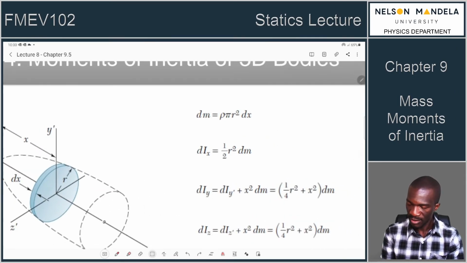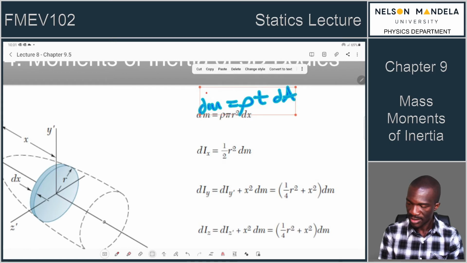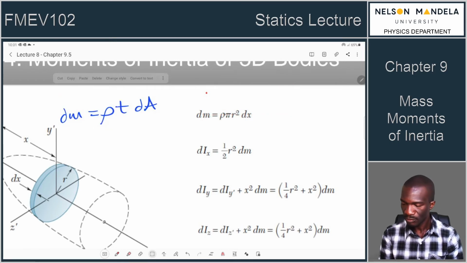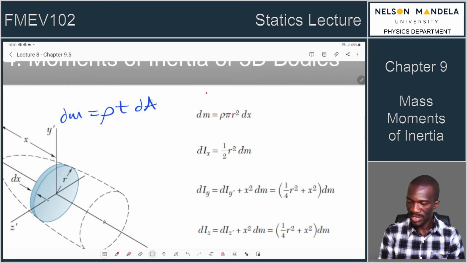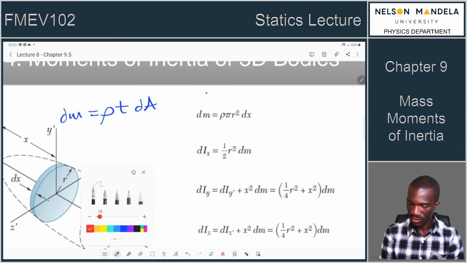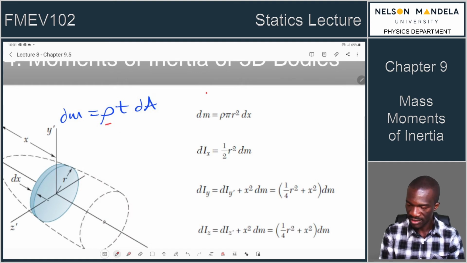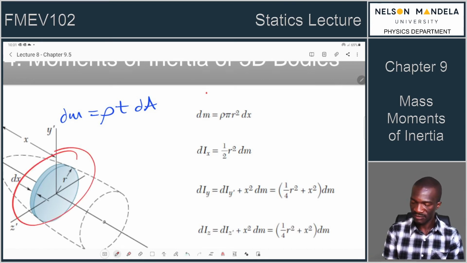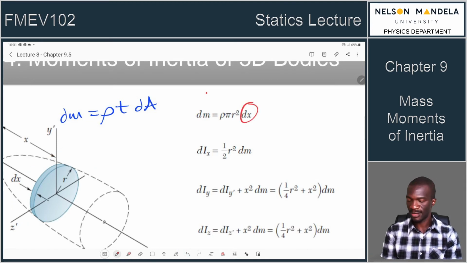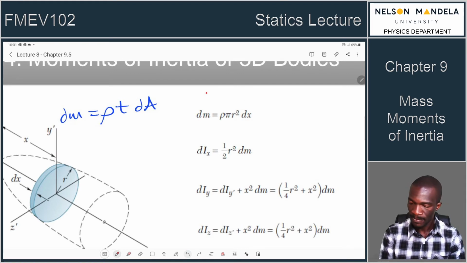So there we have our mass element. Can I just paste it here? Right, so that's our mass element. Our mass element is rho T dA. We first of all have a rho, so that's our rho. And then the thickness of this plate, our T, is actually dx. This is for the mass element. Then our dA, the area.